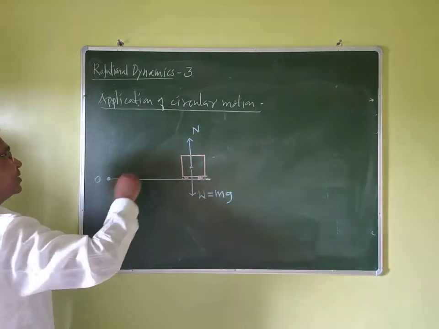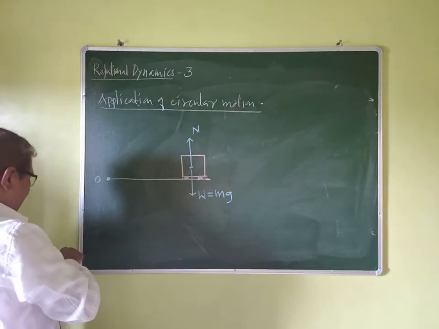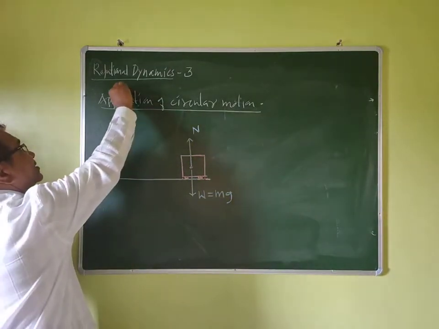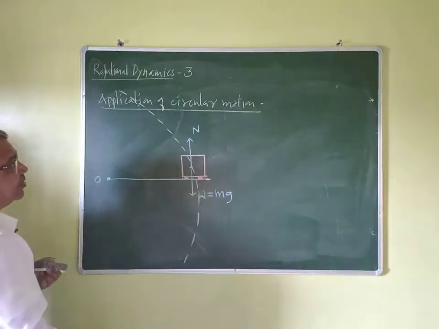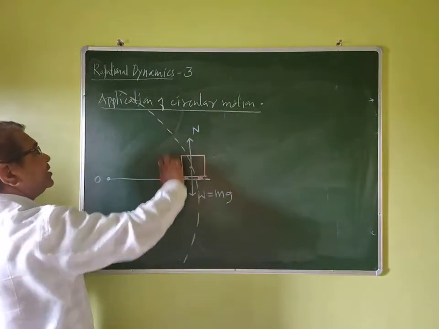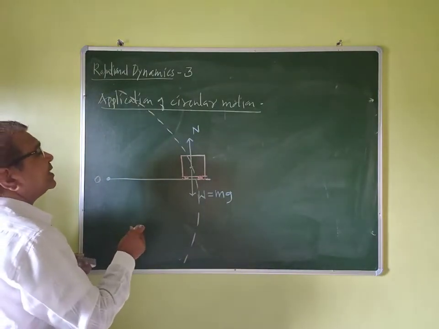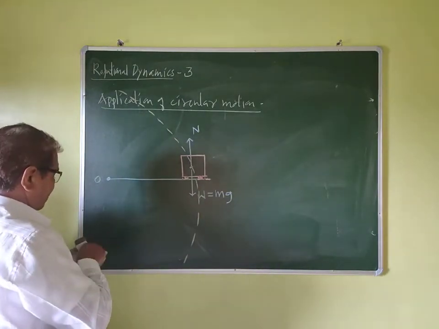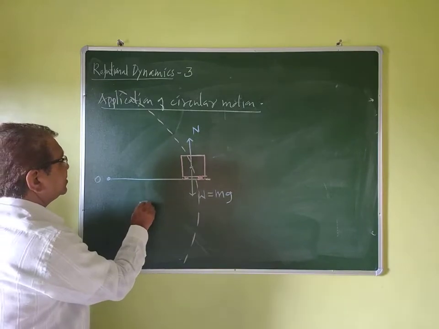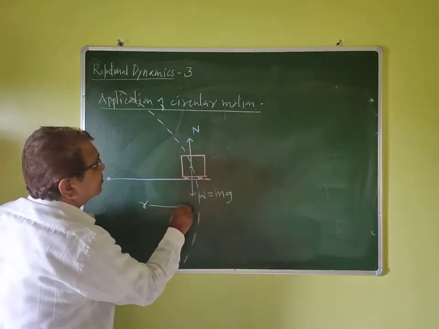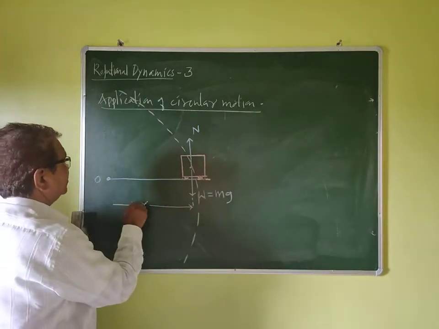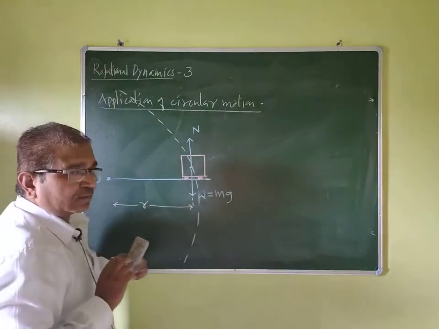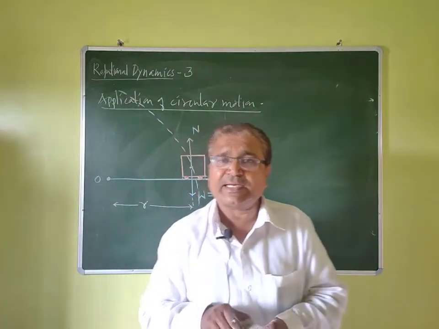This is the origin of a circular track, and that circular track is like this. Suppose this is a circular track. Along that circular track the vehicle is moving like this. So this is a radius of curve like this, up to this. So this is our diagram.